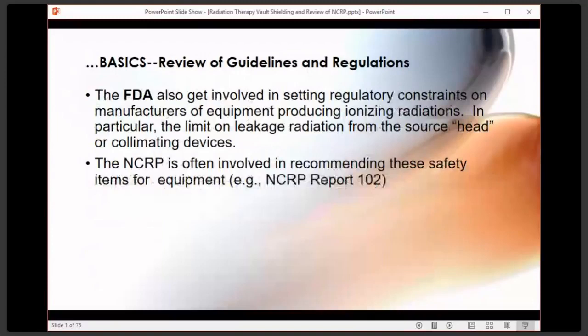Finally, the FDA gets involved in setting regulatory constraints on manufacturers of equipment producing ionizing radiation. In particular, the limit on leakage radiation from the source or head of the source or the collimating devices is set by the FDA. And NCRP is involved in that in the background by setting recommendations for the FDA. NCRP Report 102 is an example of that.